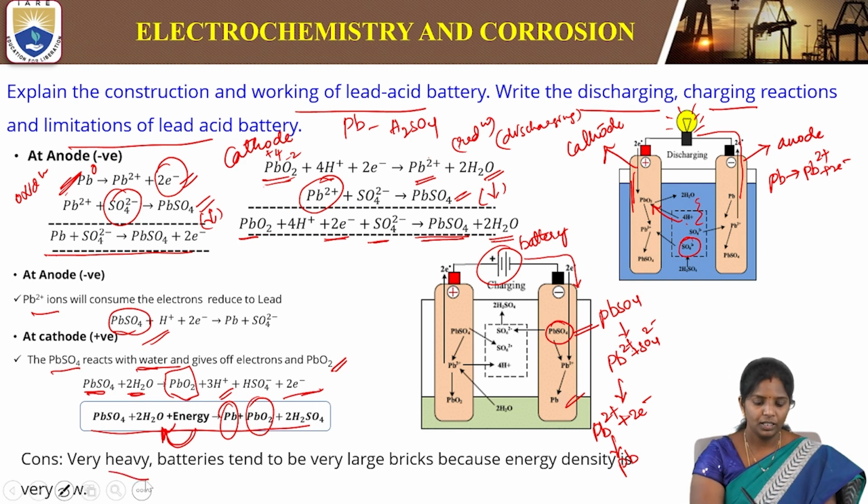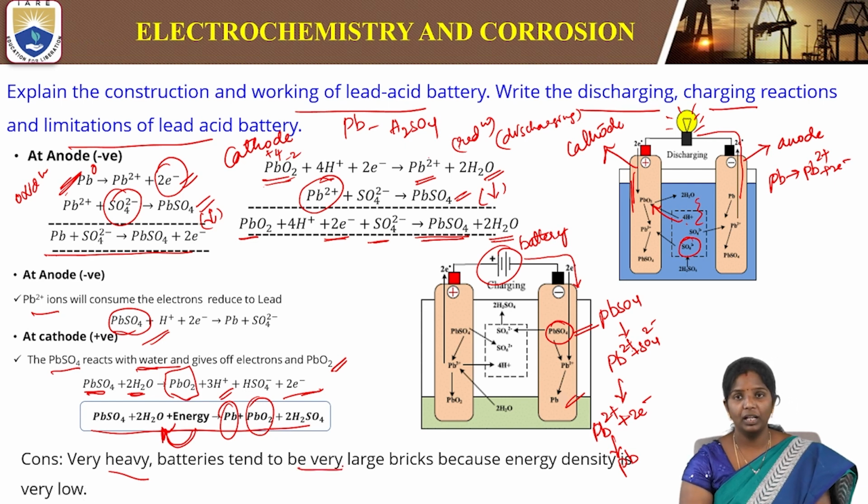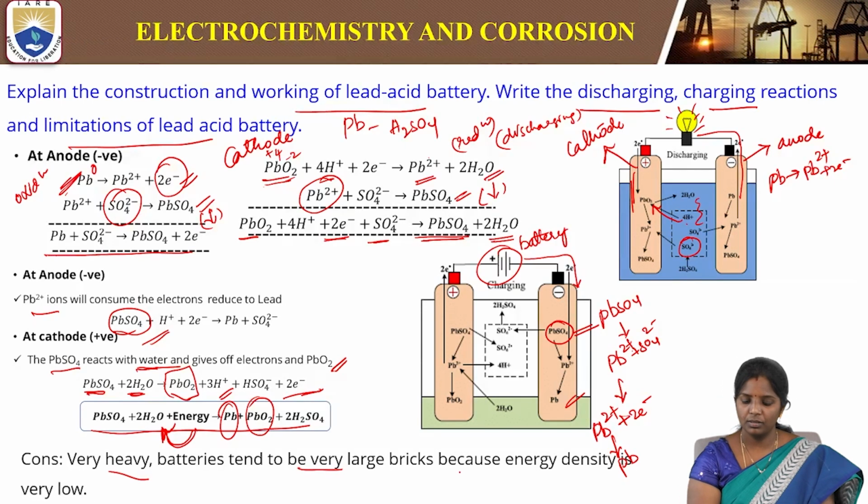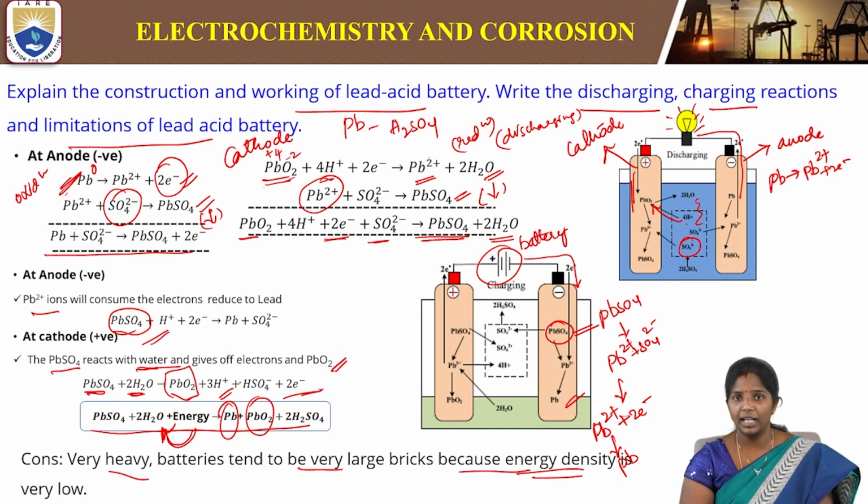So what are the limitations or the cons? Very heavy batteries tend to be very large bricks, because energy density is low. So because energy density is very low, we require more and more cells or battery cells to combine together to form a battery. That is why more and more plates are kept, so it becomes heavy obviously. So this is the main limitation that we have for the lead acid battery, and also maintenance is an important limitation.